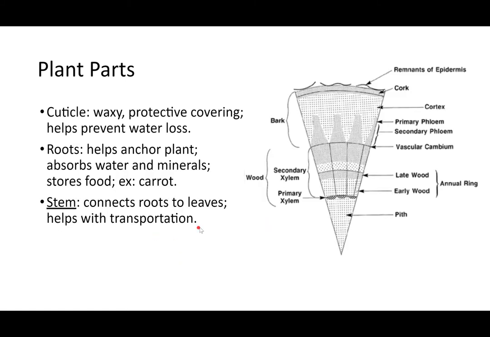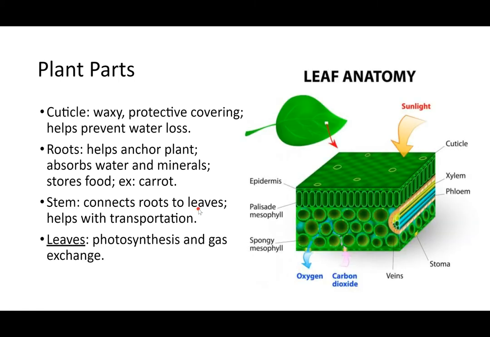The next part of the plant is the stem. The stem connects the roots to the leaves. It helps with transportation of water and nutrients from the roots to the leaves. And then, of course, there are the leaves themselves. The leaves are the site of photosynthesis and are therefore responsible for the exchange of gases such as oxygen and carbon dioxide.